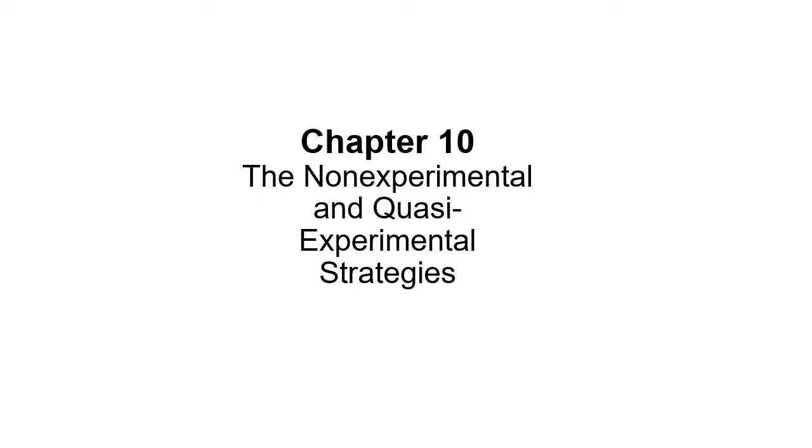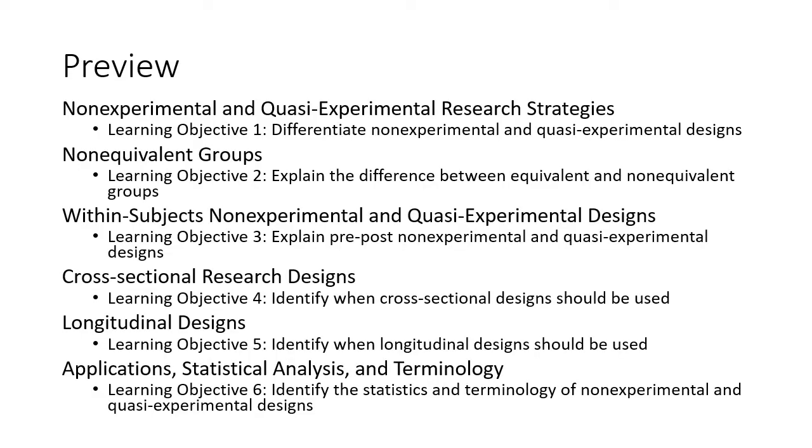In this lecture, we're going to talk about non-experimental designs, so the quasi-experimental strategy and the non-equivalent groups experimental strategy. Looking at our learning objectives, we're going to start by differentiating what non-experimental and quasi-experimental designs are. Then we're going to start talking about non-equivalent groups, so we're going to explain the difference between equivalent and non-equivalent groups.